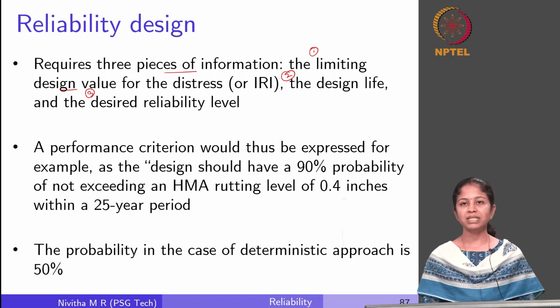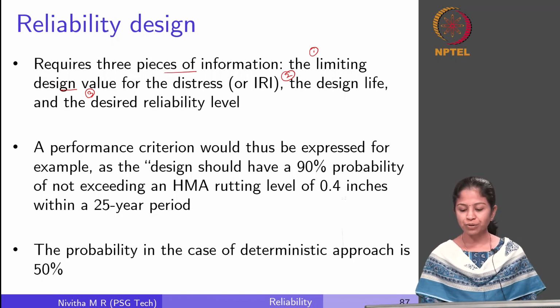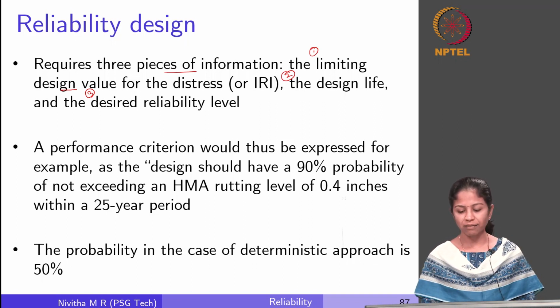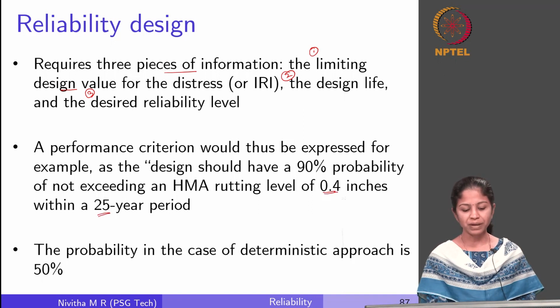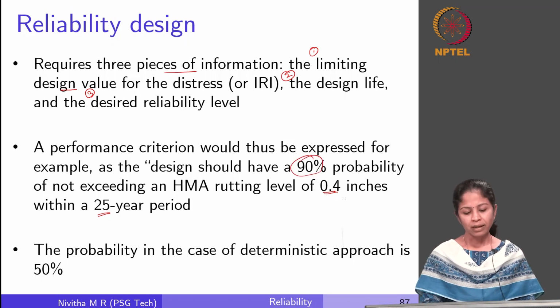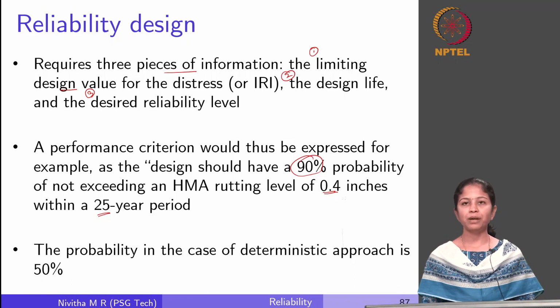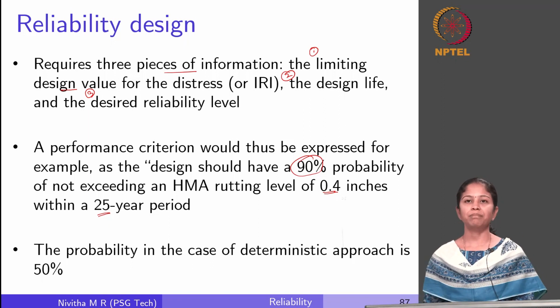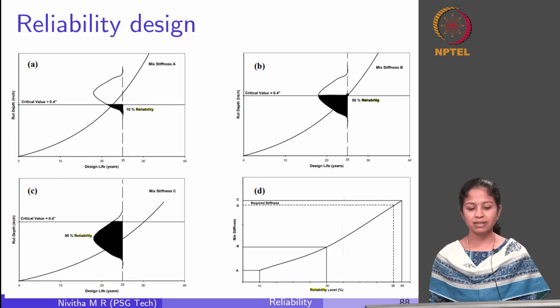So, here the performance criterion will read like: the design should have 90% probability of not exceeding a rutting level of 0.4 inches within the 25-year design period. So, it was the same thing except that we have this parameter introduced in the performance criteria, right. The probability associated with the deterministic approach is 50%, that we have discussed multiple times in previous lectures. Now let us take the same example and see how to arrive at the required mix stiffness when we are considering a reliability design.